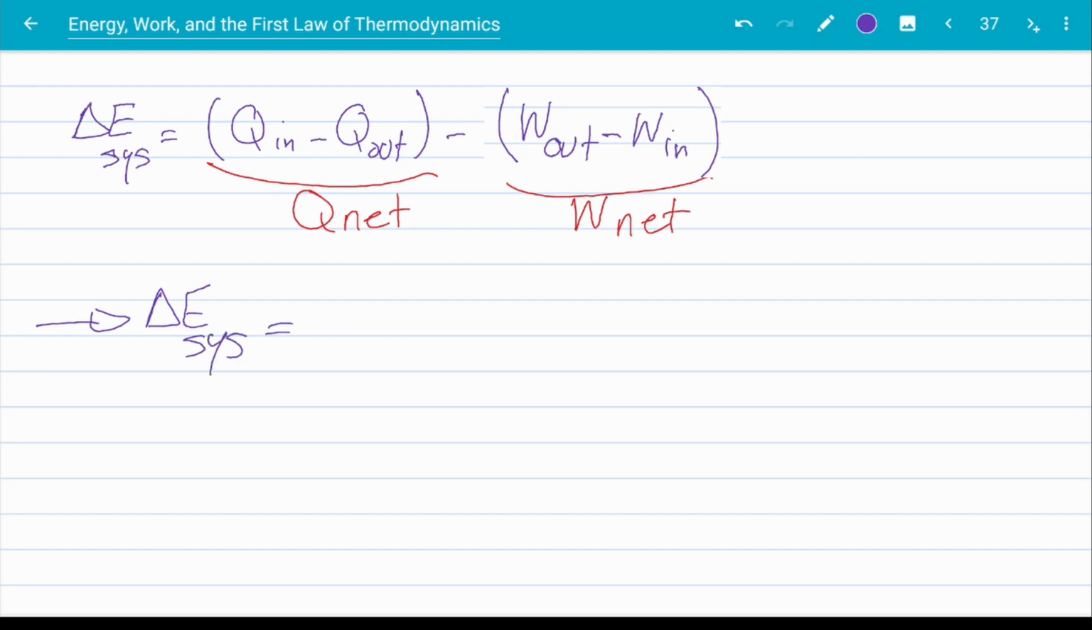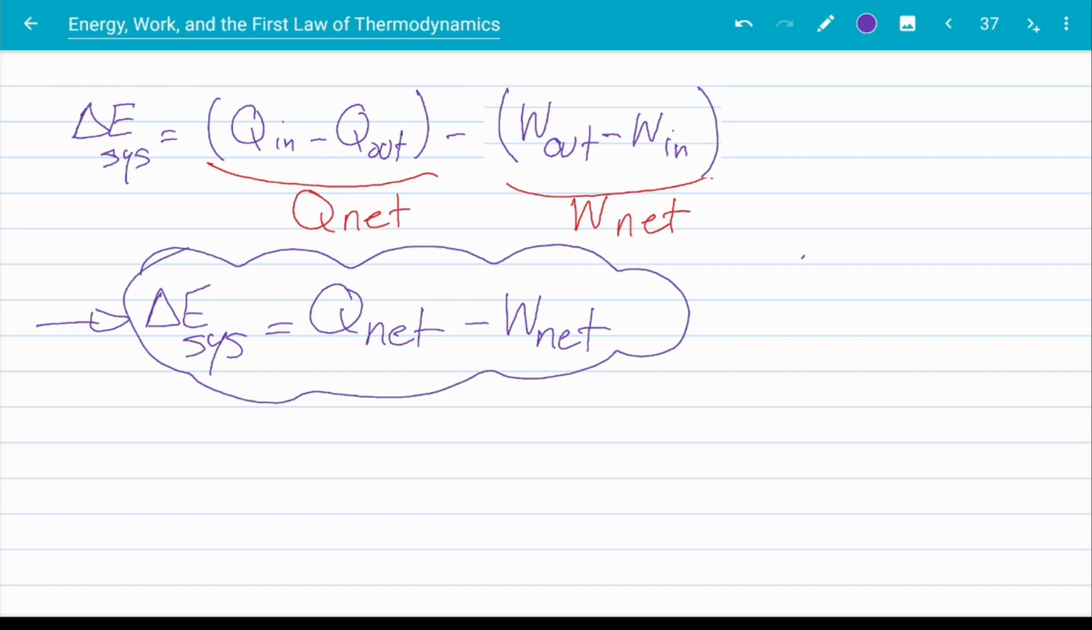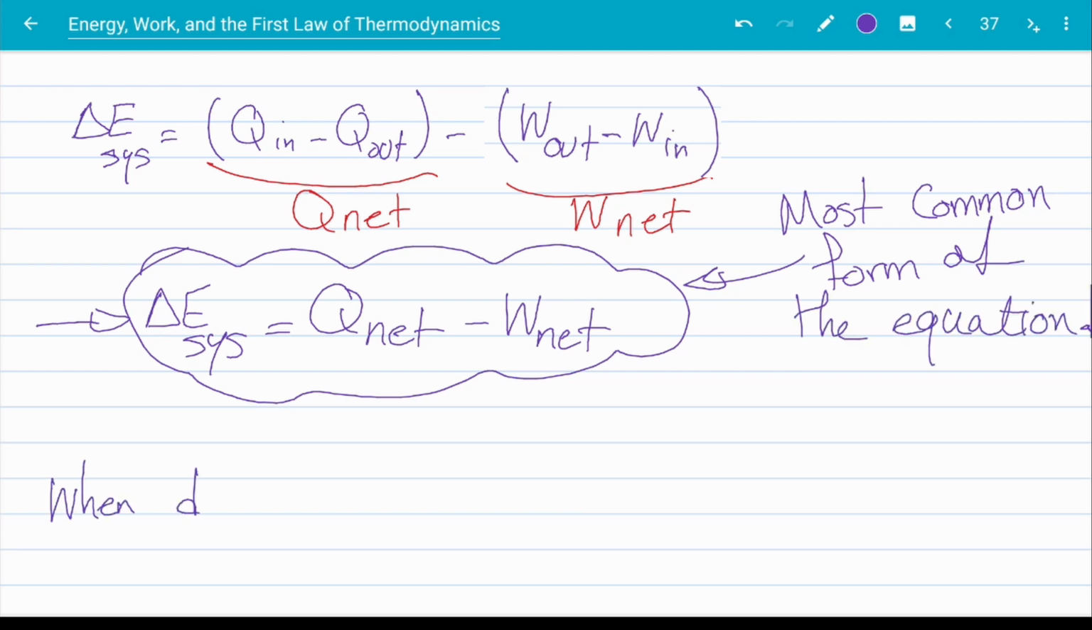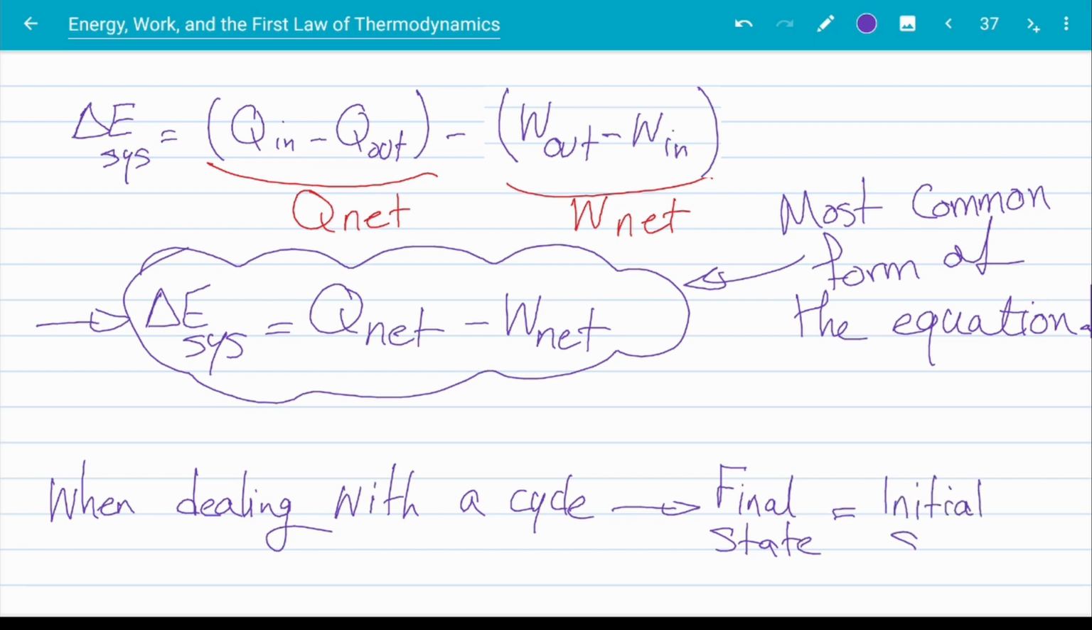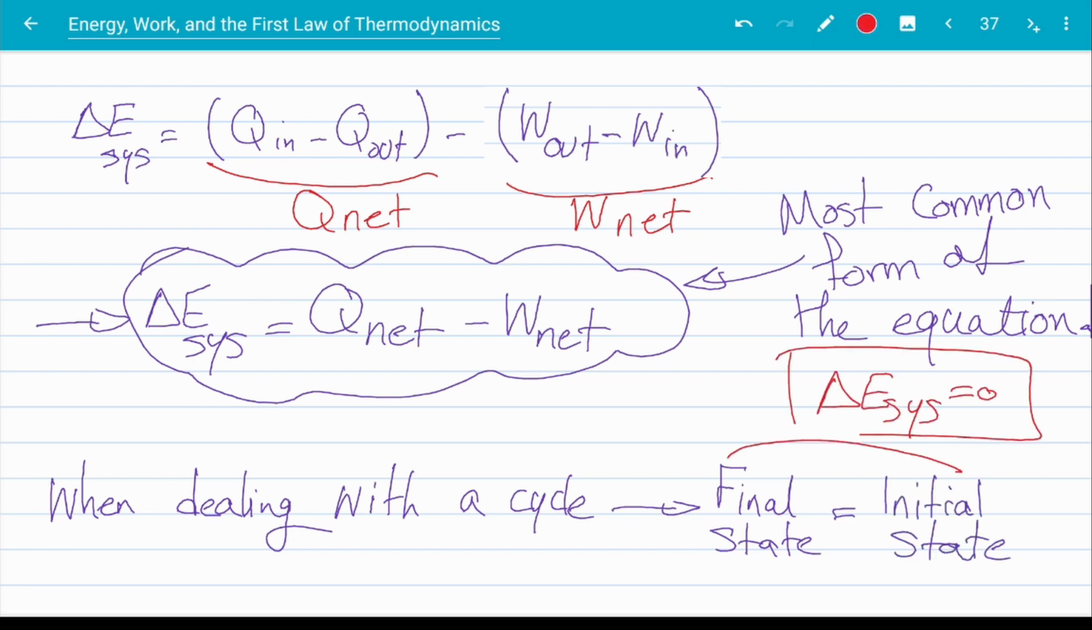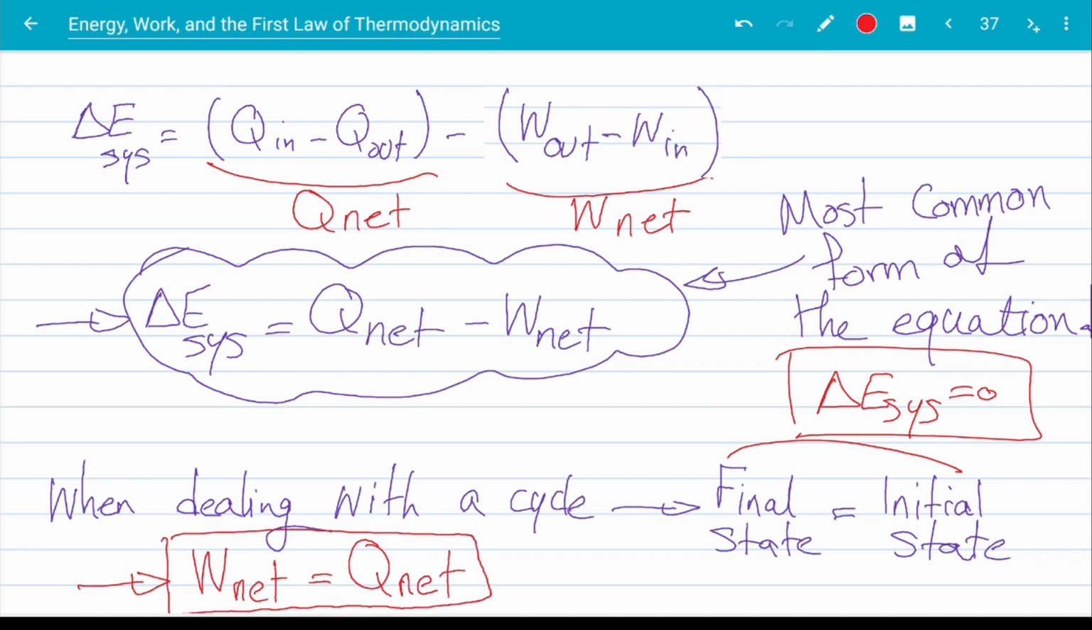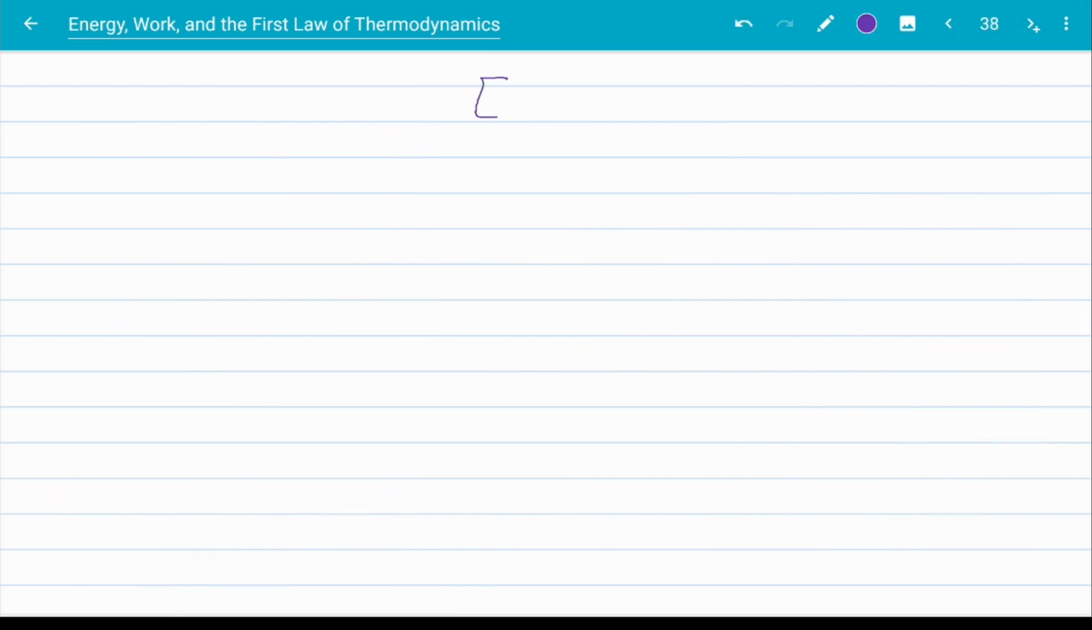We can reduce the first law into this. Delta E of a system is Q net minus W net, which is the most common form of writing or expressing the first law. As discussed before, for a cycle, delta E of a system is zero. When that's the case, Q net equals W net, meaning all of the heat that you put in the system is equal to all of the work that you get out of the system. Okay, we pretty much covered the first law, and now we can discuss efficiencies.